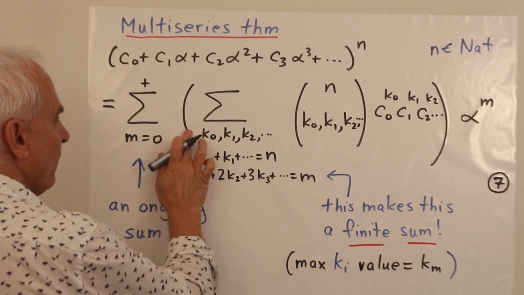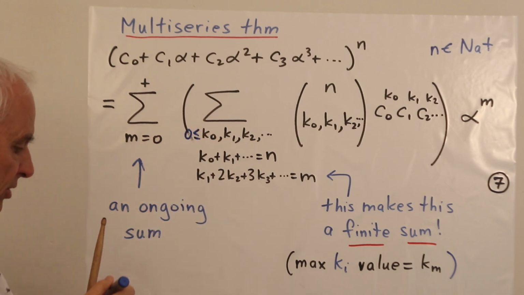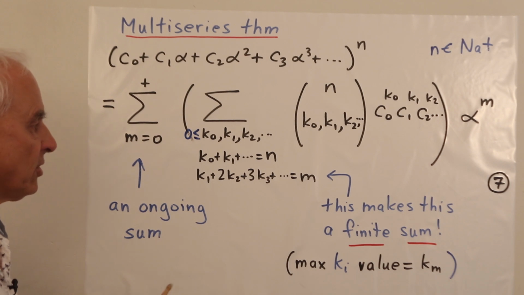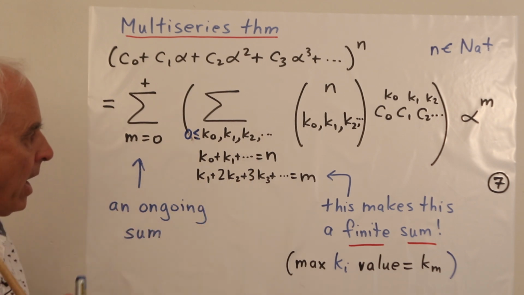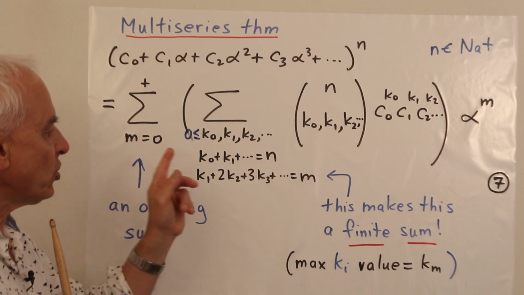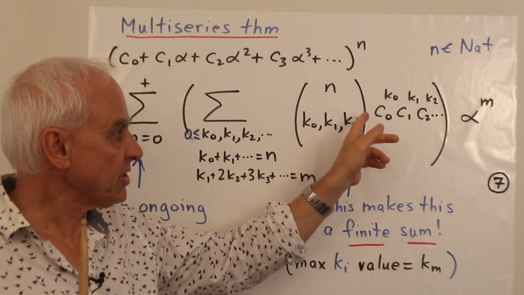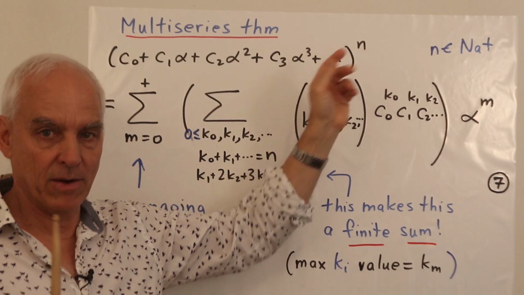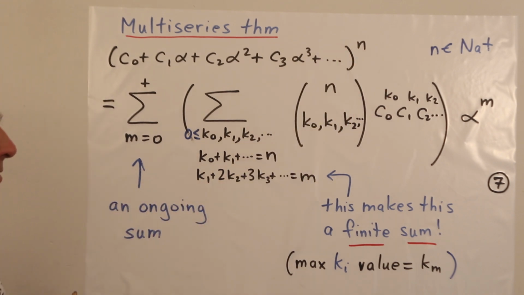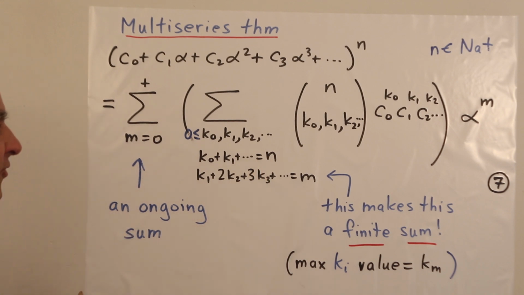I don't think I said that. I should say that. So let me put 0 ≤ k0, k1, k2, etc. They're all natural numbers, and they should all sum to n. In other words, the total degree here should coincide with this power n that we have up here on the left-hand side. So that's a condition on the k's.